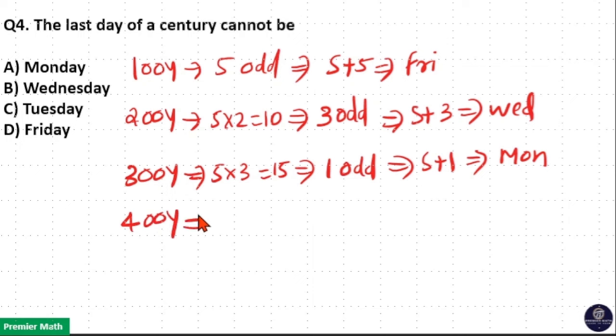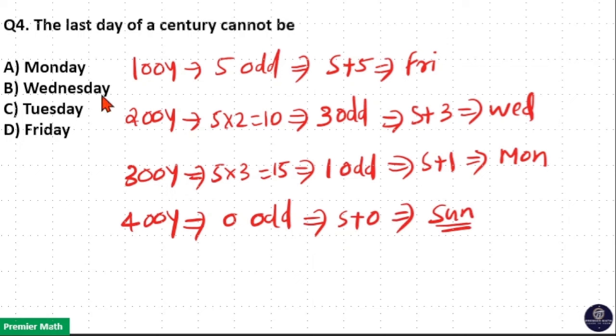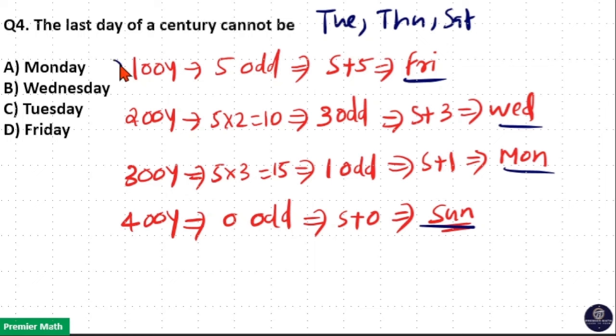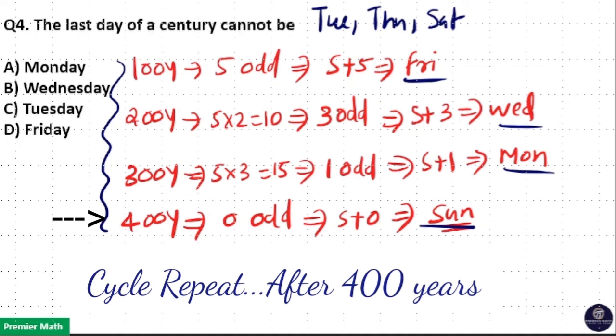Again 400 years contains 0 odd days, which means Sunday plus 0 is Sunday itself. So the last day of a century can be Friday, Wednesday, Monday and Sunday. It cannot be Tuesday, Thursday and Saturday, because this cycle will repeat for the rest of the centuries. After 400 years, this Friday, Wednesday, Monday, Sunday will repeat for the last day of the century. So here your answer to this question is option C, Tuesday.